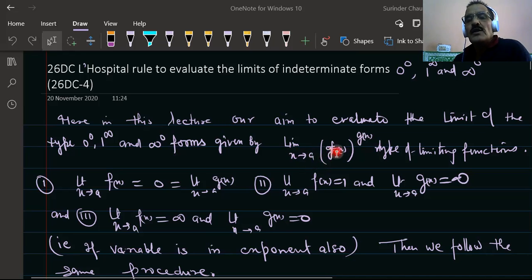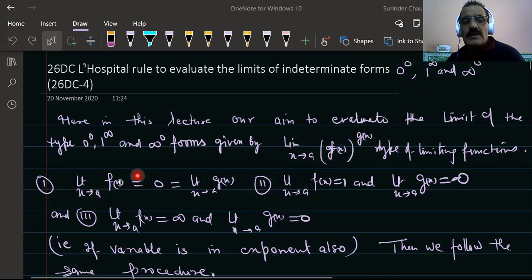Now in this case, these types of indeterminate forms come into existence when the variable is in the exponent, in the powers. So the function will be of this type: limit x to a of f(x) raised to the power g(x). These three types of indeterminate forms will come into existence. We want to eliminate this form, and our aim is to find the finite value for such limiting functions. So let me discuss the three forms one by one.